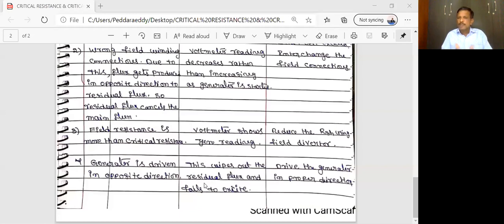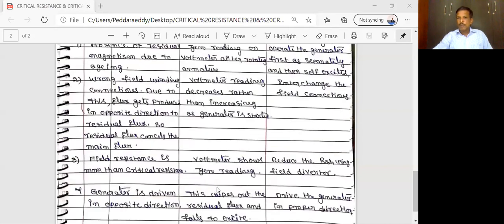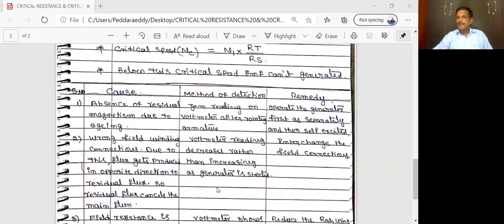This wipes out the residual flux and fails to excite. So what's the remedy? Drive the generator in the proper direction. Drive the generator in the proper direction, and the problem is over. So this is the matter about the causes, methods of detection and remedies for failure of voltage buildup in a self-excited DC generator. Okay.